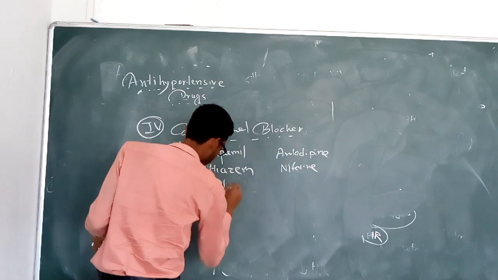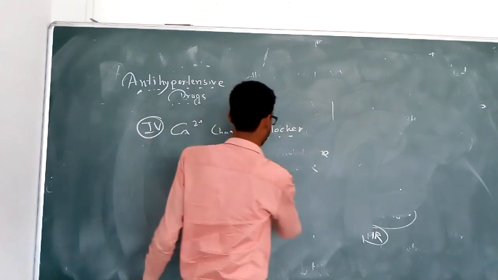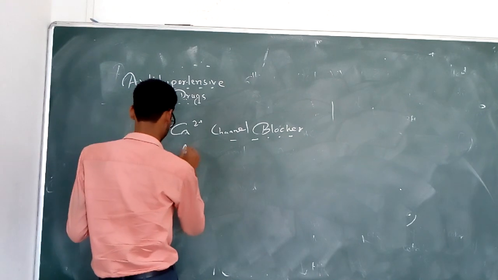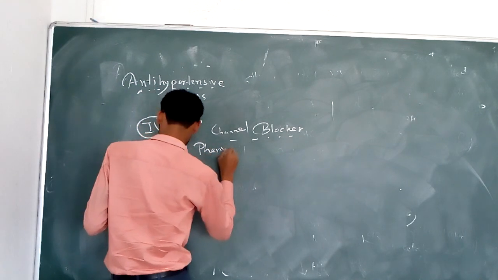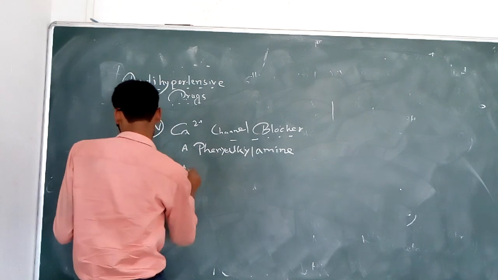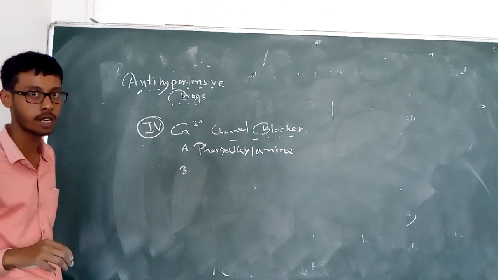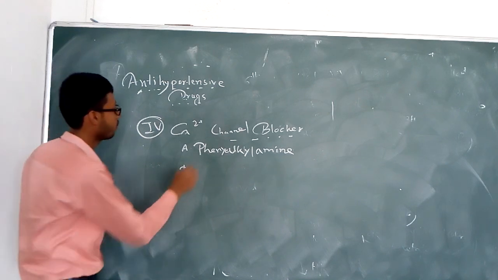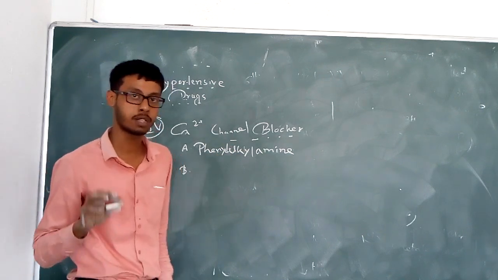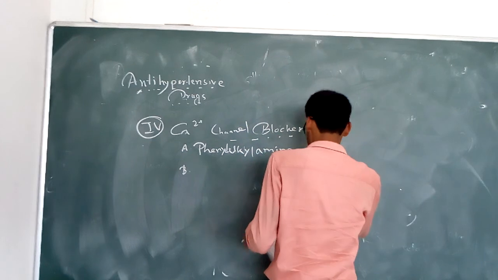We can classify calcium channel blockers into 3 categories according to the chemical moiety. First one is the phenylalkylamine. Phenylalkylamine contains a phenyl ring, alkyl ring and the corresponding amine. The example of this is verapamil.